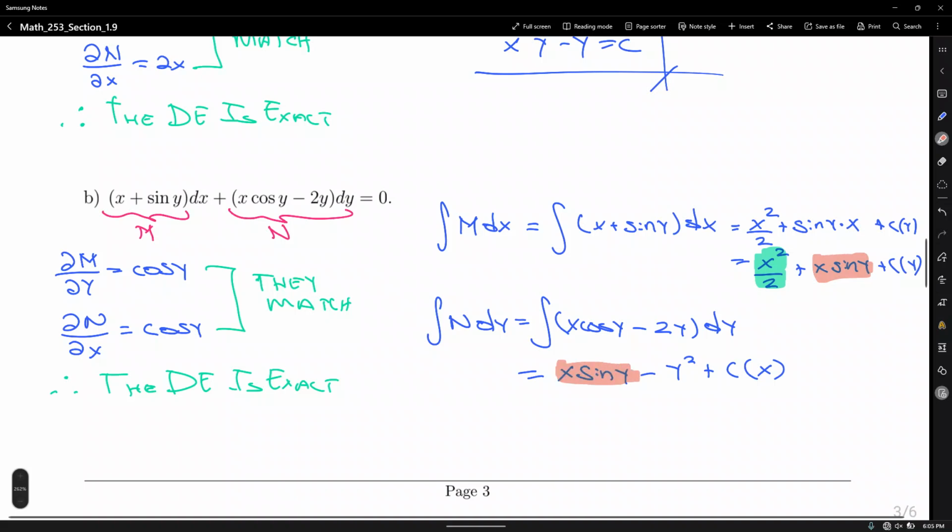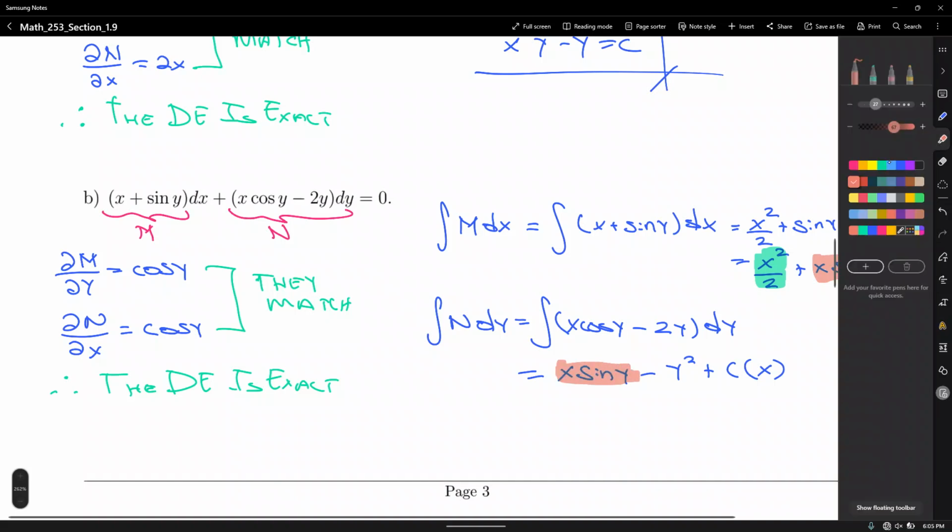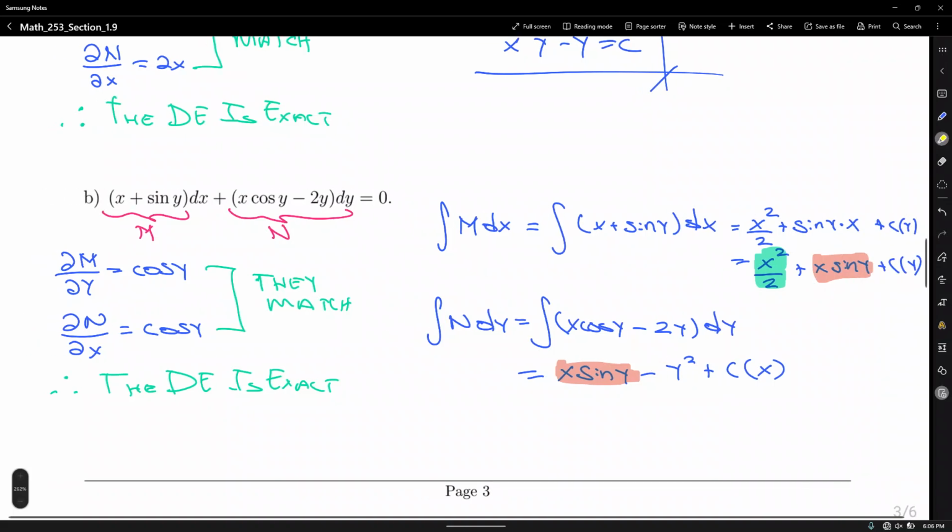Do you see another term other than x squared over 2 and x sine y? And if so, what do you see? The y squared, along with its sign, right? Negative y squared. So we're going to grab one sample of the ones that repeat. Again, we just grab one.